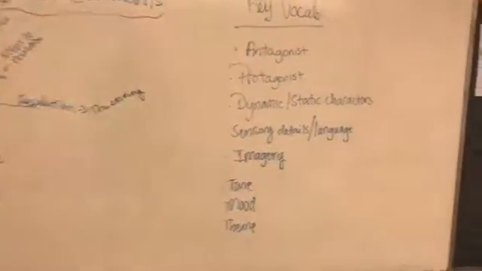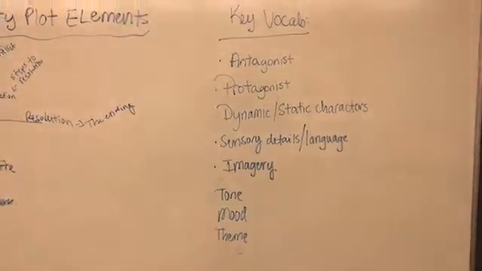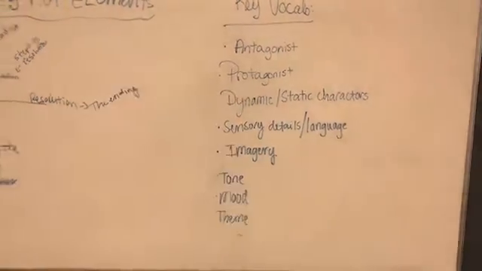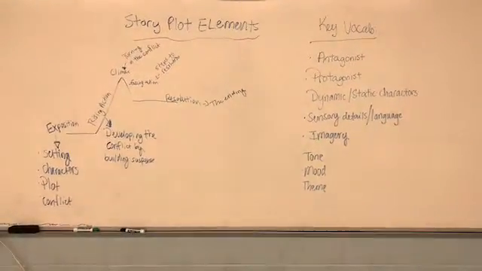And this is your key vocabulary. Okay, your antagonist, protagonist, dynamic and static characters, sensory details or language, imagery, tone, mood, or theme. Okay, all of this will keep you straight and in line for reading and writing stories during the Georgia Milestones.